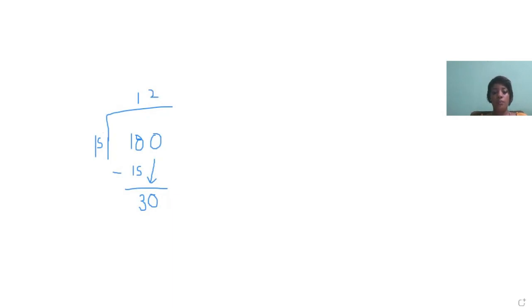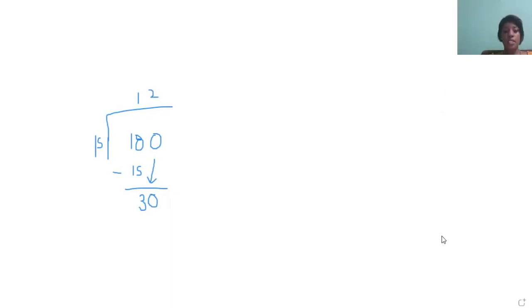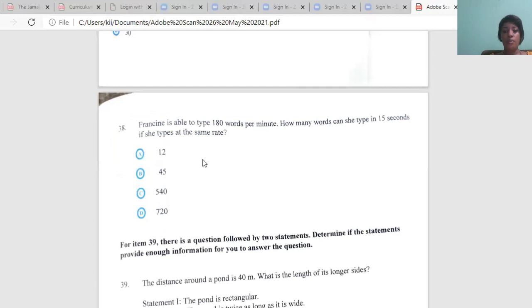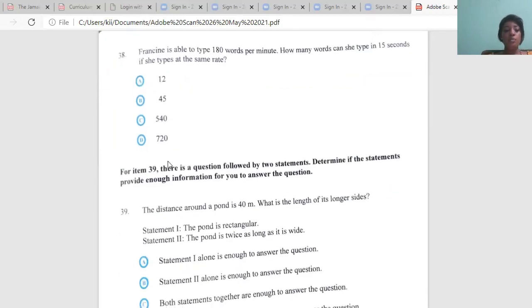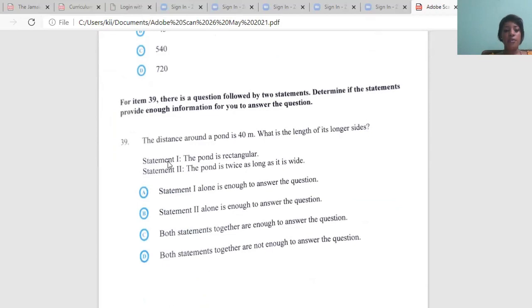Let's go back to the question paper. So the answer is 12. So in 15 seconds, she'll be able to type 12 words. Let's move on to item number 39.